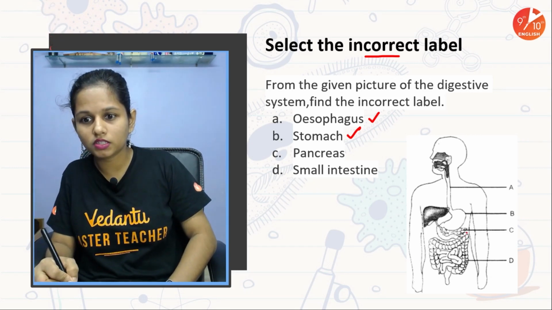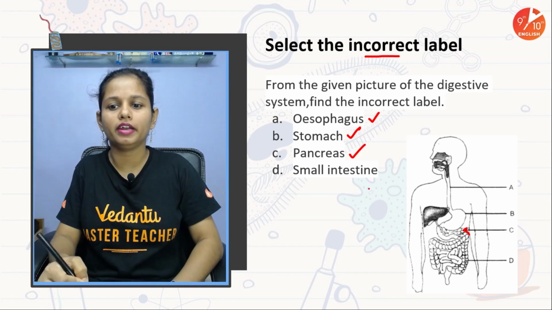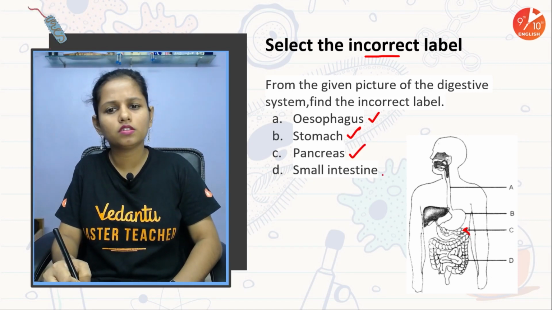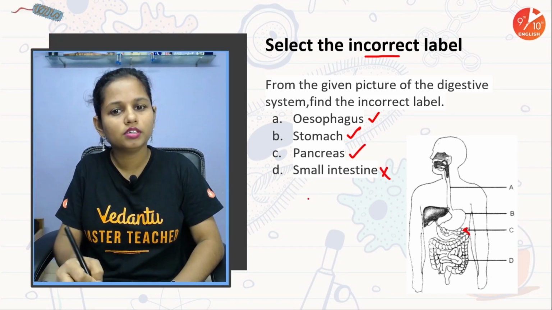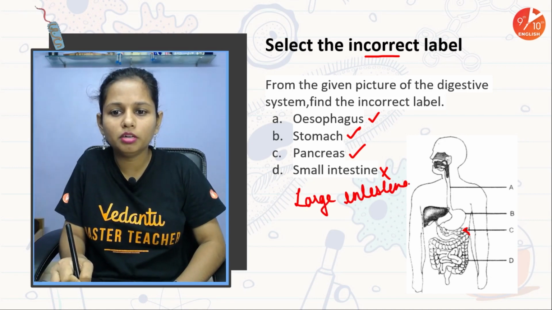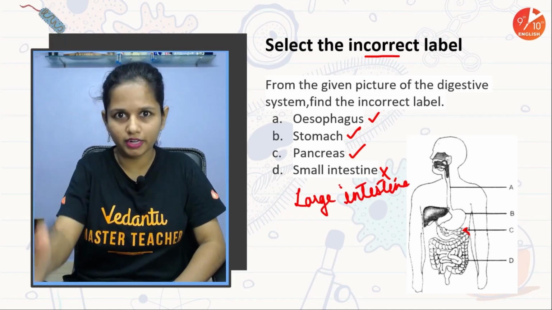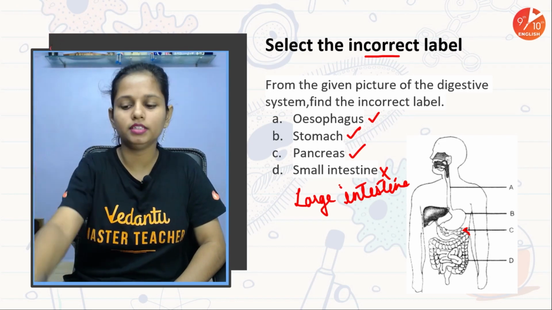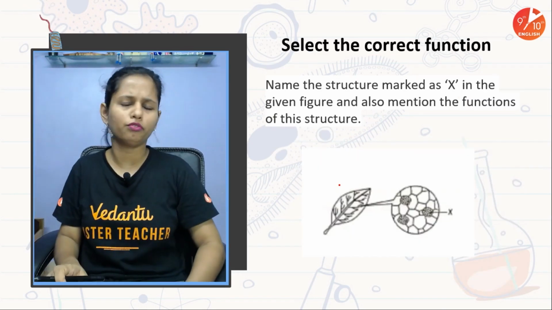C, yes, C is pancreas, that is also correct. D is small intestine, is it? No, D is large intestine. So they might ask you to just pick up this kind of questions. Okay, I mean, pick up the incorrect label or the correct label, that kind of question.